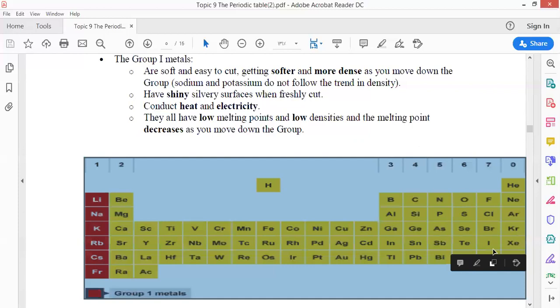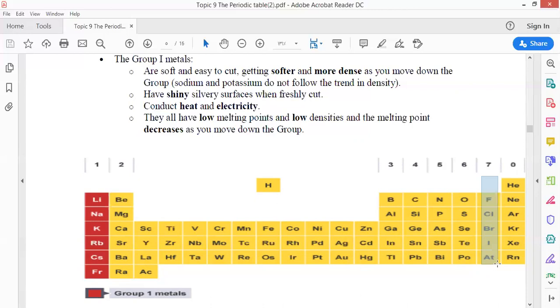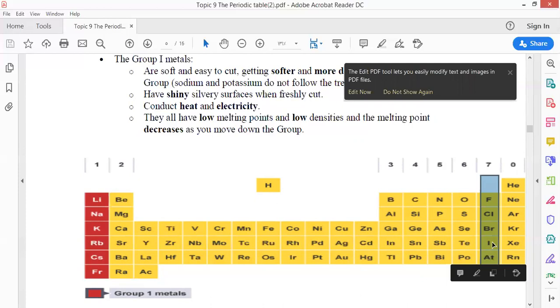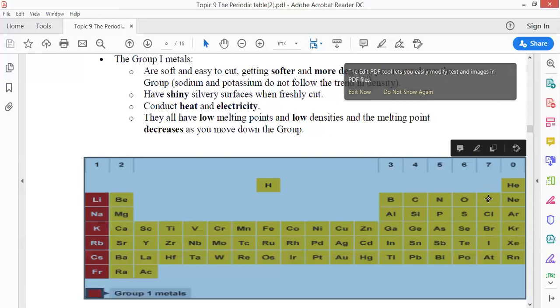By moving down through the group, melting and boiling point increase. The melting and boiling point of astatine is more than iodine, iodine more than bromine, bromine more than chlorine, chlorine more than fluorine. So the lowest one is fluorine, because fluorine is at the top of group number 7.